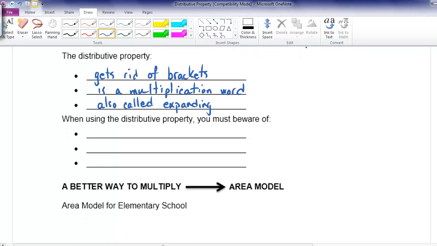When using the distributive property, you must be careful of integer arithmetic, and basically sign rules. Positive times a positive, positive times negative, and so on. You have to be careful with your simple exponent rules. x times x is x squared. x times 6 is 6x. And we have to be careful with like terms. We know what like terms are. So these last two are what we talked about last class.